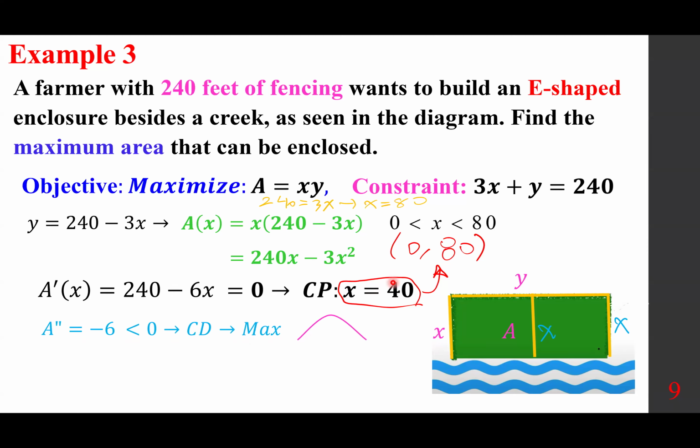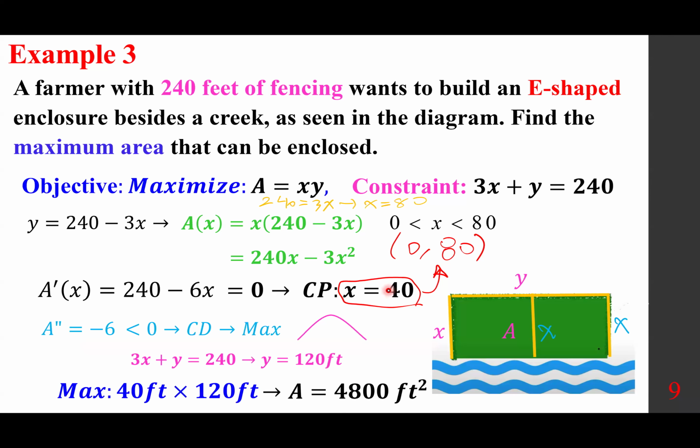So what is y? I put the 40 here, 3 times that is 120, subtracted from 240, and I get y equals 120. So what is the maximum area? The product of 120 and 40, which is 4,800 square feet.